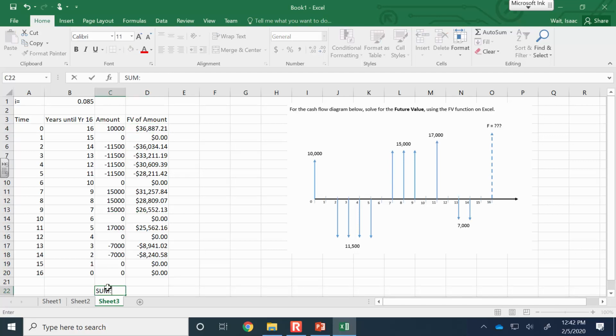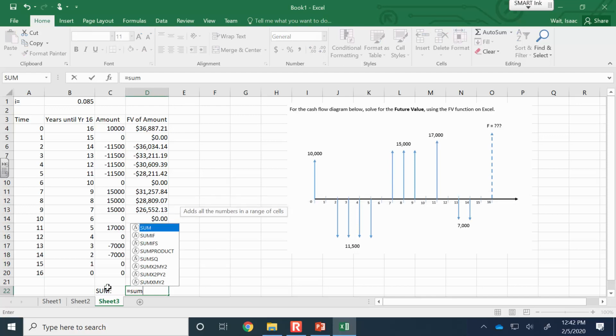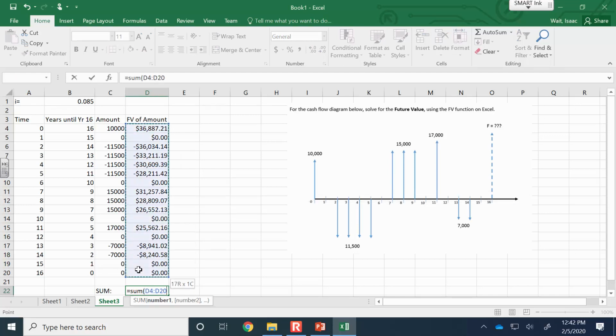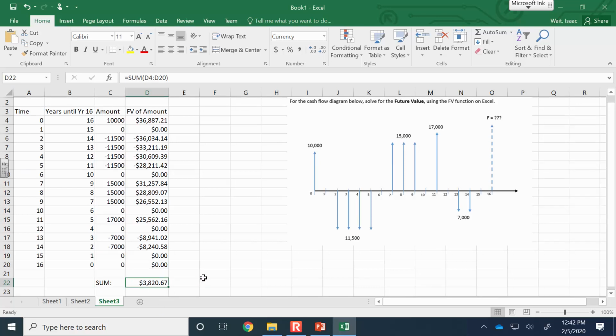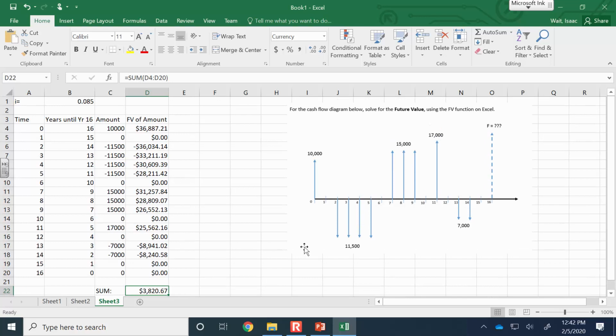So sum equals the sum of all of that, the pluses and the negatives. It's like receiving a single payment in year 16 of $38.20. So you can either experience this cash flow over time or take a single amount in year 16 of $38.20. And they're economically equivalent.